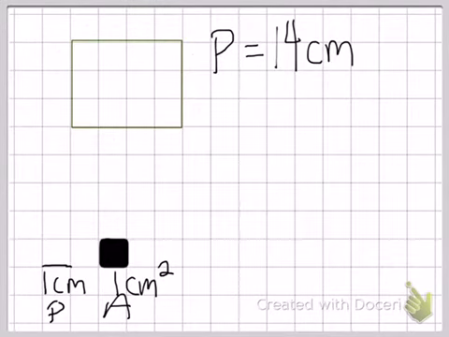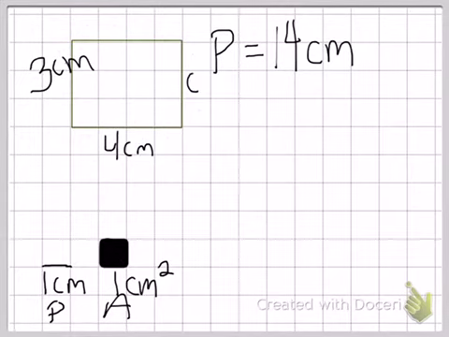Now, some of you already know that in order to find the perimeter, you add up all of the edges. So this edge right here has a length of 3 centimeters. This edge here has a length of 4 centimeters. But you do have to remember the opposite sides are important as well. So we need another 3 centimeters and another 4 centimeters.